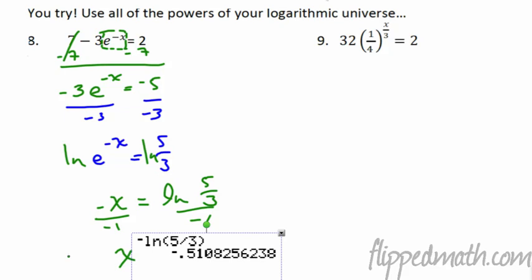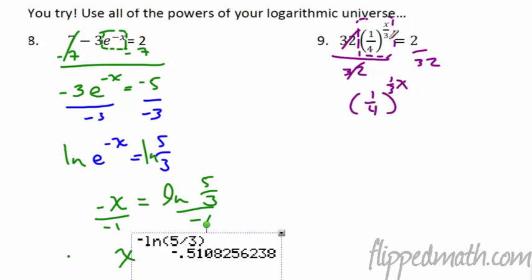All right, let's look at number 9. Number 9, what do we got? We got to get, again, this base by itself. We're going to isolate that base. I'm going to divide each side by 32. Now, I can look at this, and I got a little experience here in math. Not so bad. I'm going to rewrite it like this.